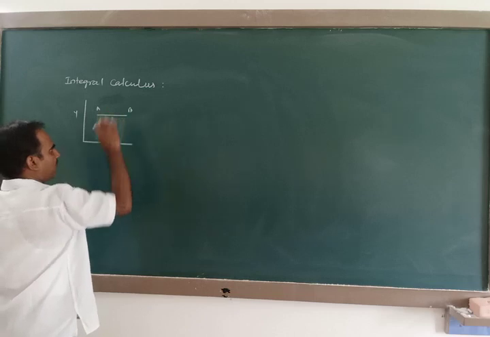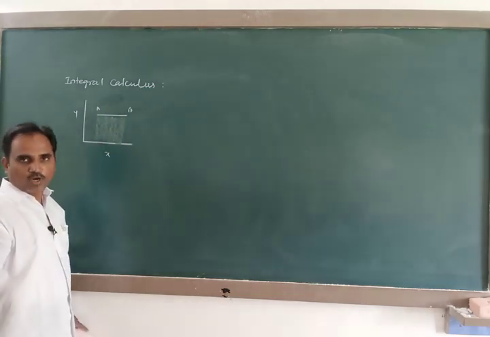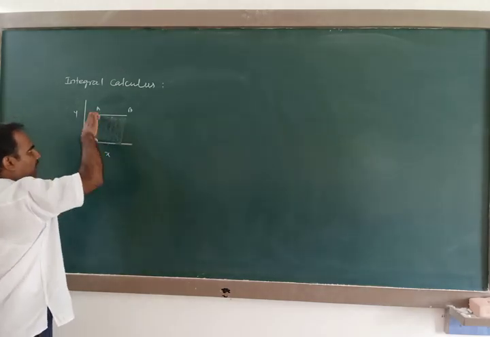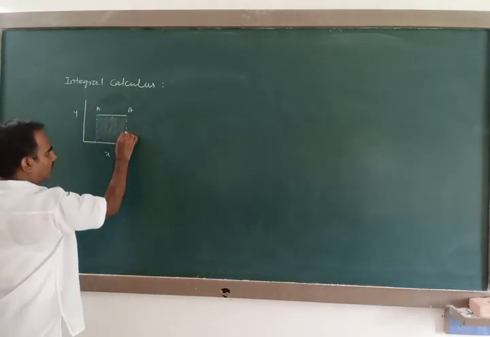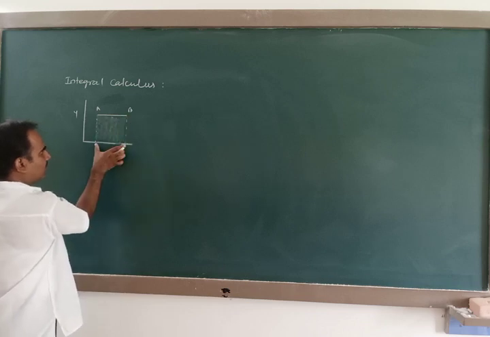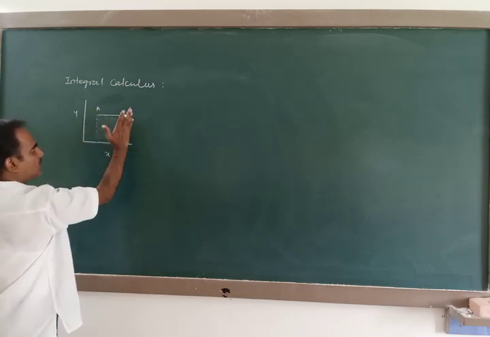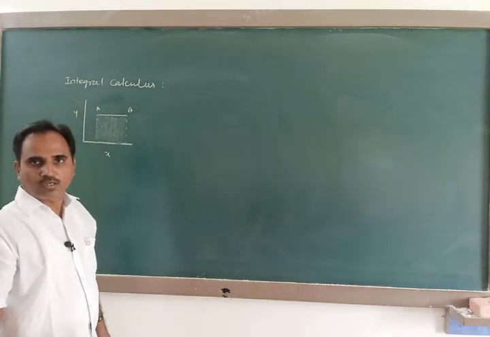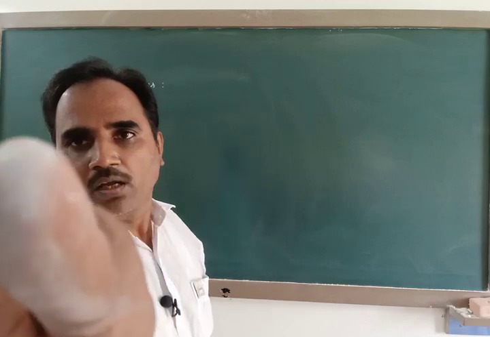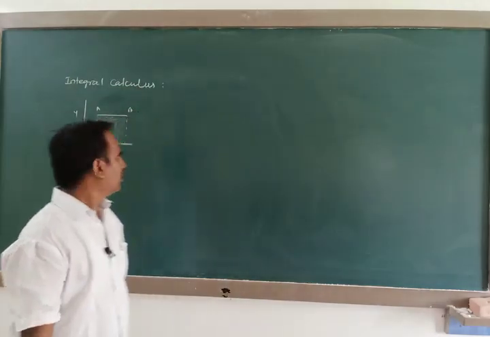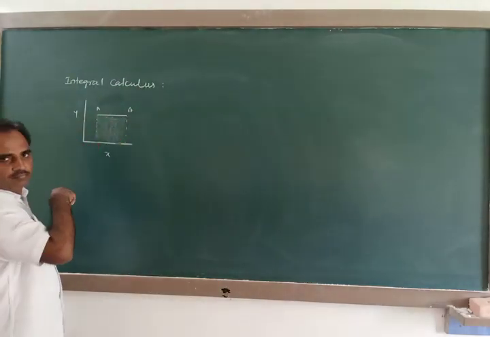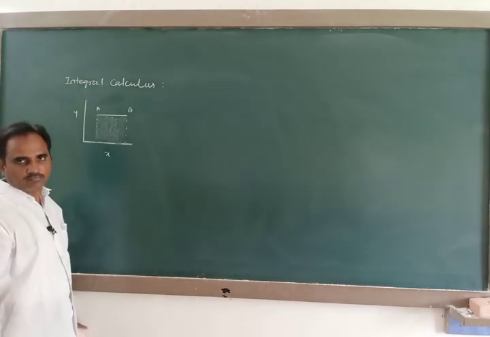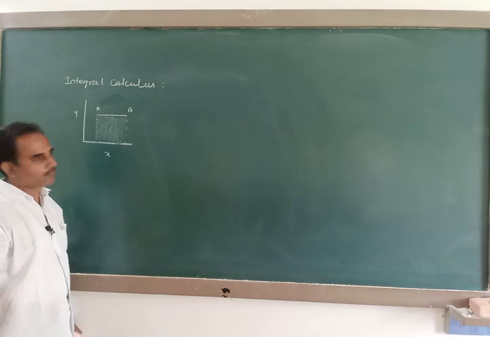If I ask you to find the area under this graph, what you would do? You take this y length, you take this x length, so this x into this y will give you this area under this graph AB. Very simple. So this being a rectangle, the length into breadth will give you the area. So this is a simple case.